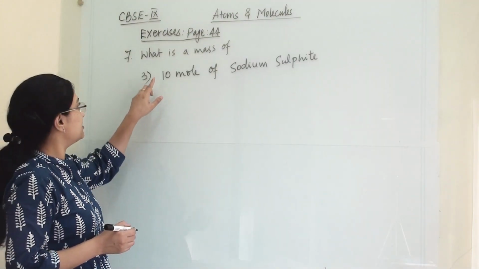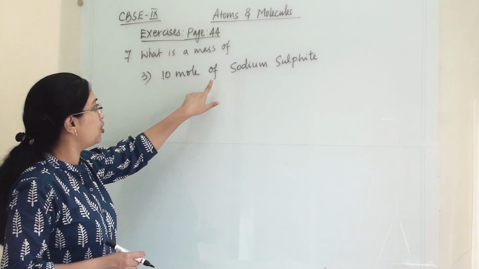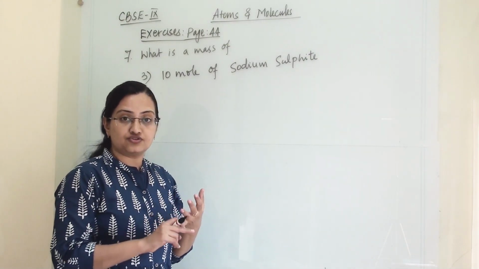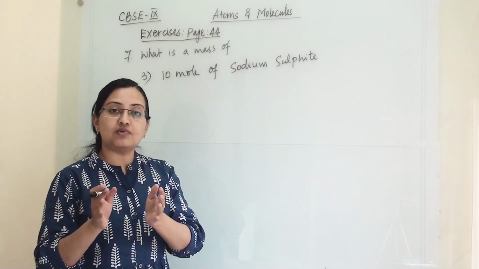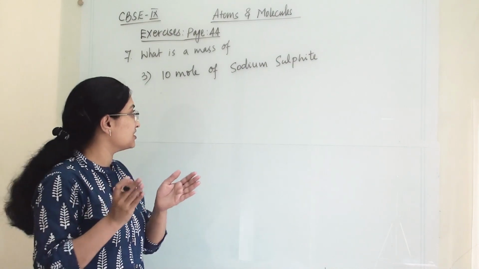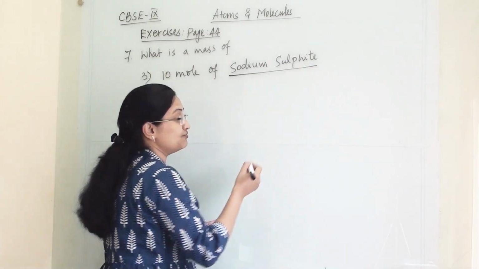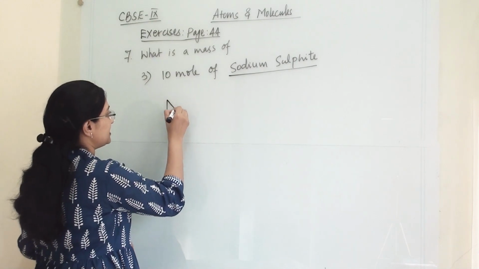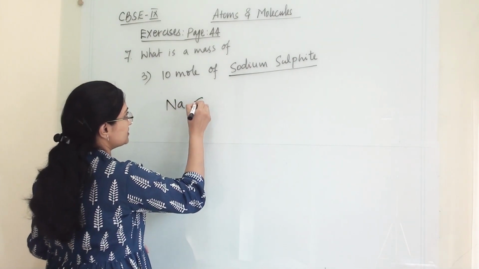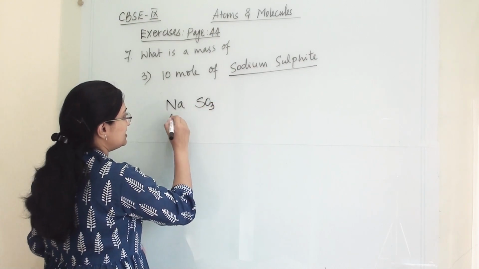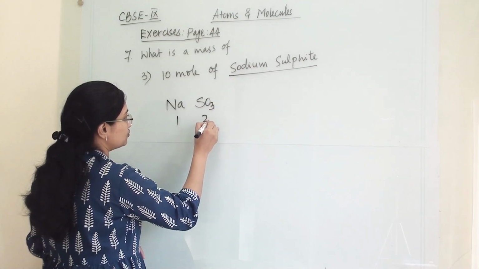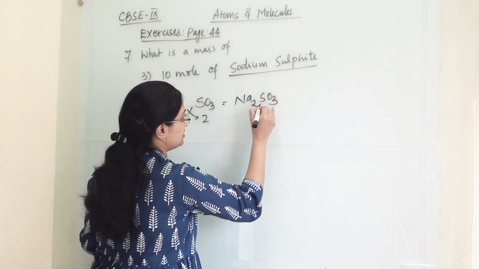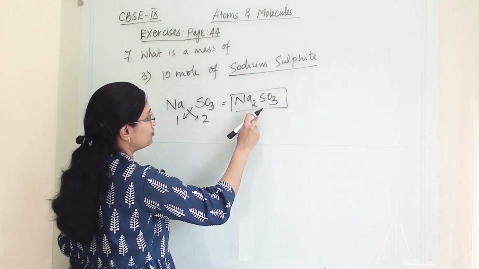The next question is, we have to find the mass of 10 mole of sodium sulphite. Till now we have found the weight for nitrogen atom and aluminium atom. Their molar mass we have directly taken into consideration. Here we have a molecule. So we have to calculate the molecular weight for this molecule. So sodium sulphite is Na, sodium, and sulphite is SO3. Now their valency is 1 and 2. So the molecular formula will be Na2SO3. This will be the molecular formula of sodium sulphite.